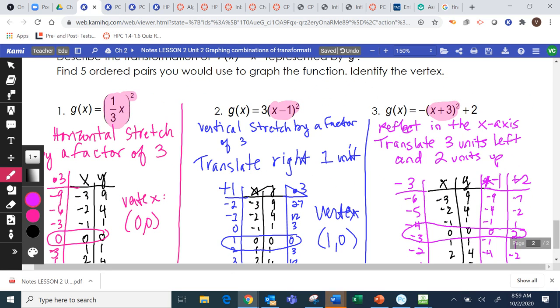So my vertex is at -3, 2. And you guys do see the numbers 3 and 2 in the equation. Like you'll always be able to see the vertex looking in the equation if you know where to look. And that's what our next lesson does anyway.